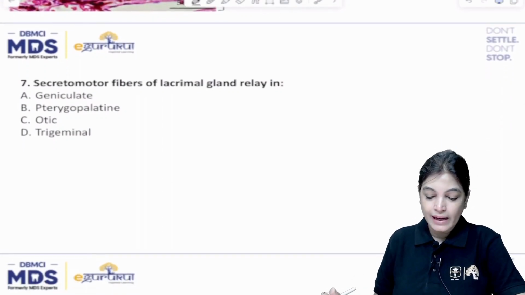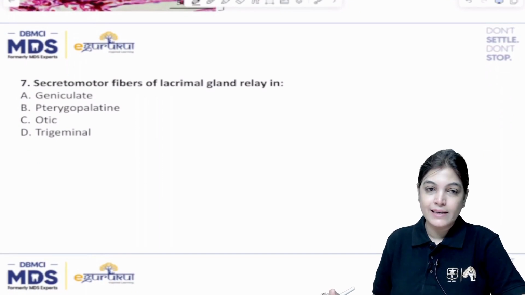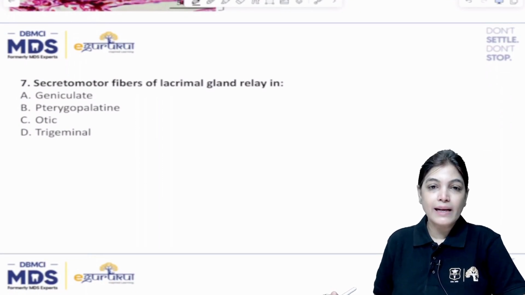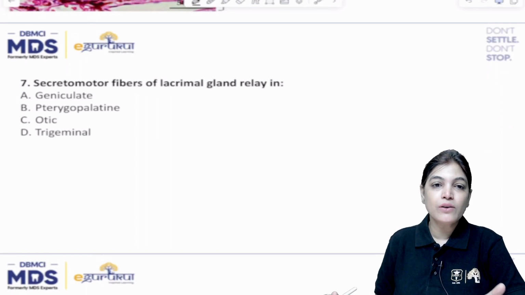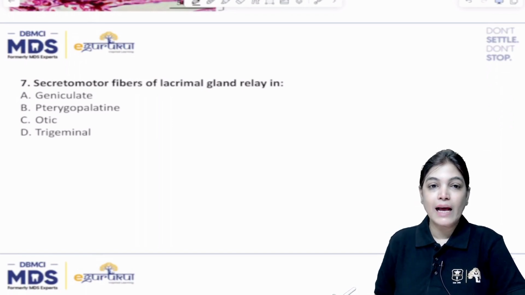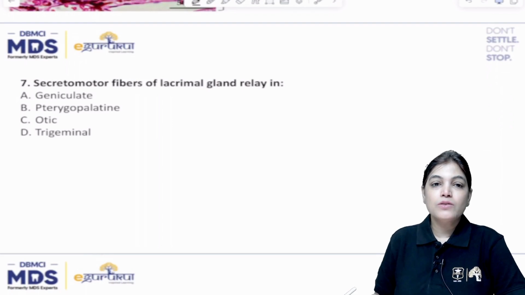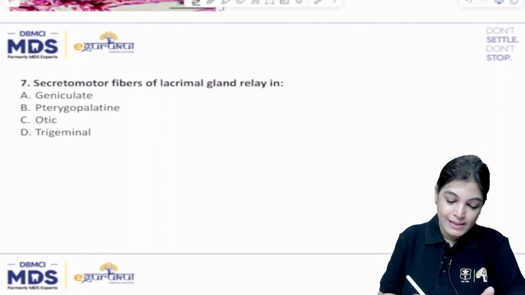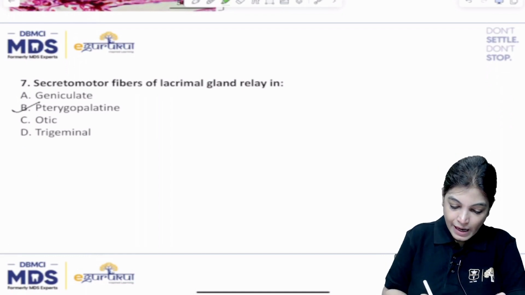Secretomotor fibers of lacrimal gland relays in. Secretomotor fibers of the lacrimal gland is relaying in geniculate ganglion, pterygopalatine ganglion, otic ganglion और trigeminal ganglion. ठीक है. So अगर हम lacrimal gland के secretomotor fibers के relay की बात करें तो that is definitely pterygopalatine ganglion is the right answer.